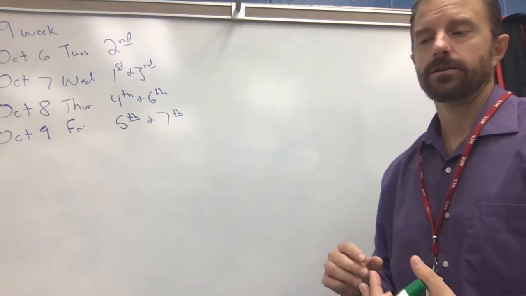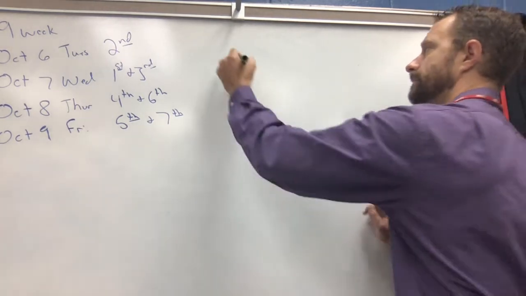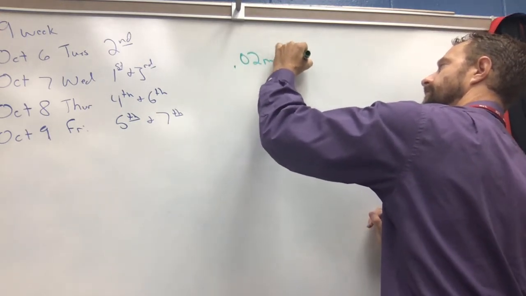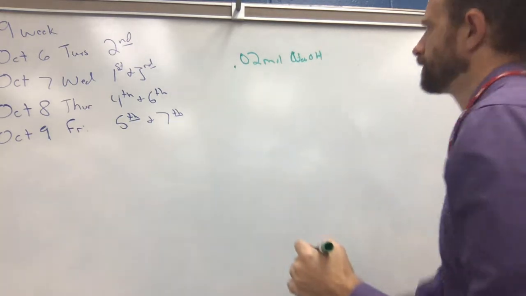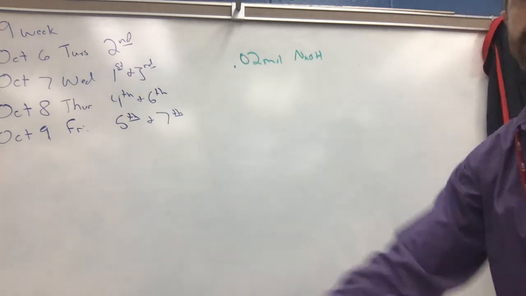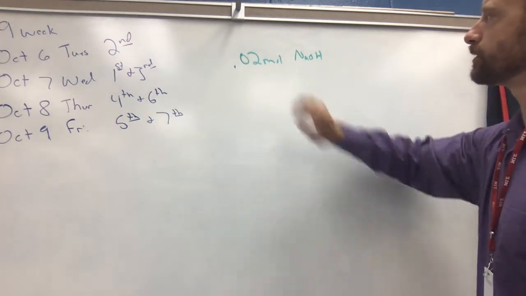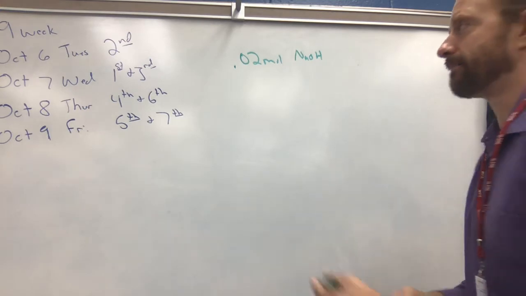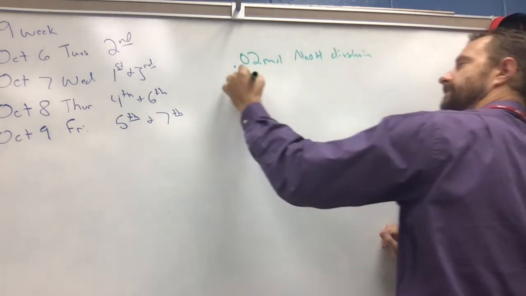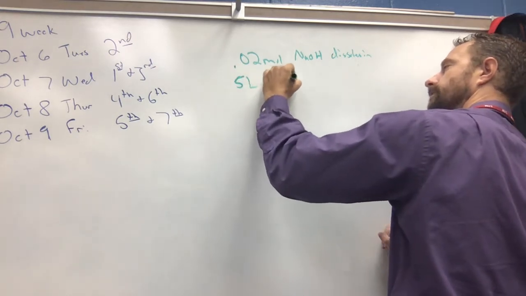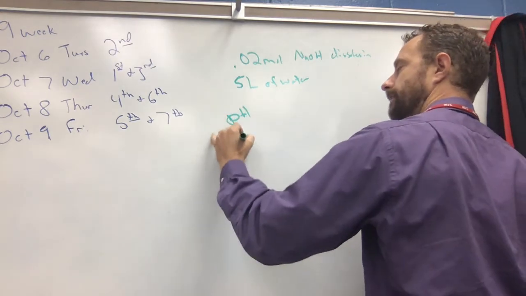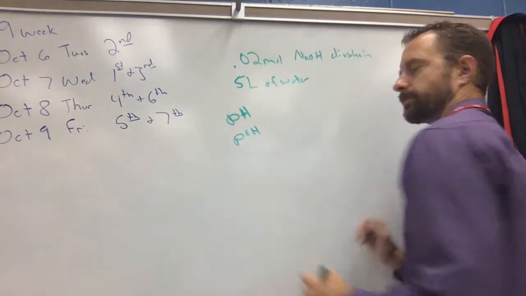So let's say you have 0.02 moles of sodium hydroxide. I was going to do calcium hydroxide, but that adds in an extra issue of how many hydroxides there are. So we're not going to mess with that. So 0.02 moles of sodium hydroxide. Let's dissolve that in 5 liters of water. Right? So we want to know the pH and the pOH for something like this, right?